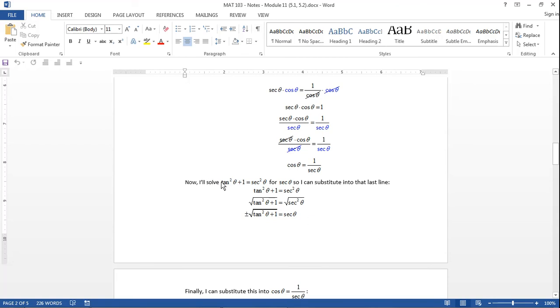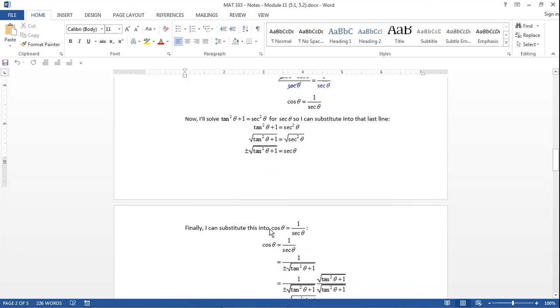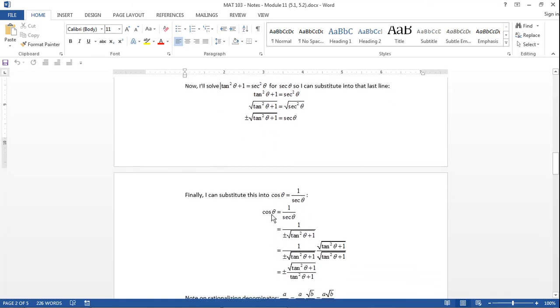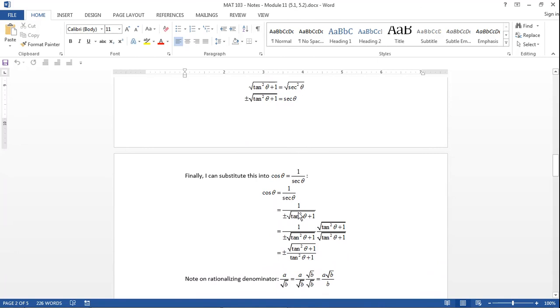So how did I do that? I took my second version of the Pythagorean identity, and I solved it for secant. And there's just one step there. I take the square root of both sides. But you have to remember that when you take the square root of a variable, that gives you two solutions, the positive or negative square root. Okay, so my secant equals plus or minus the square root of tangent squared theta plus 1. I then just substitute that in. So we've got cosine equals that. I've got the denominator rationalized here.